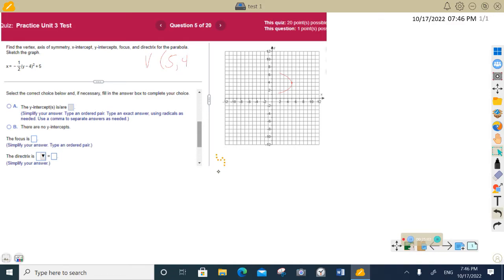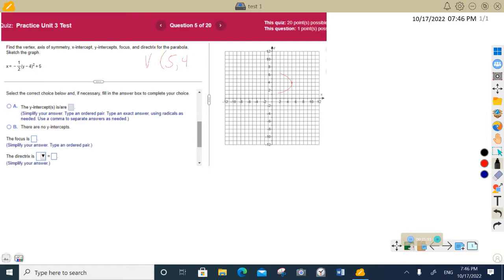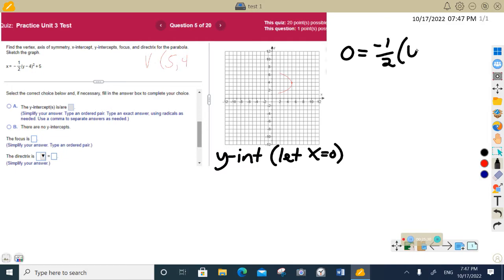So to find the y-intercept, we're going to let x be 0. And I'm going to do this over here on the right because it's going to take a little bit more. So using your equation, you're going to put in x is 0. And you got 0 equals negative 1/2 (y minus 4) squared plus 5. So the first thing you're going to do is minus 5 on both sides. And that's going to leave you with this.